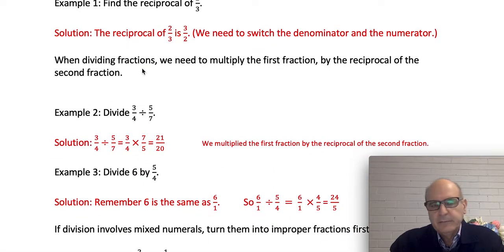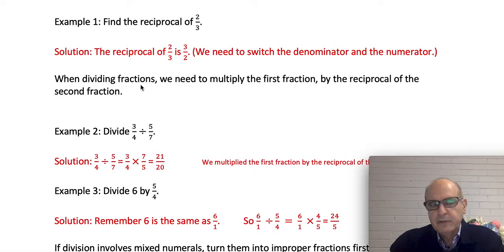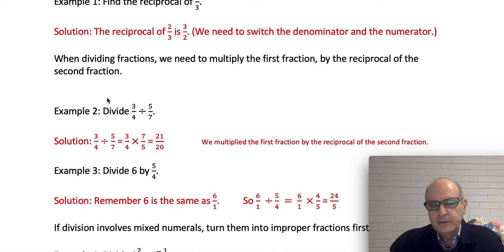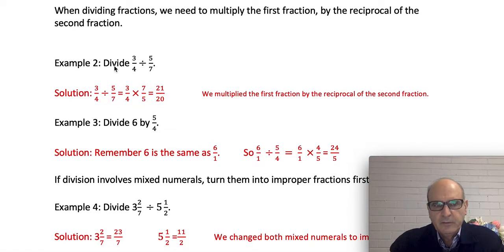So, based on what we discussed before, when dividing fractions, we need to multiply the first fraction by the reciprocal of the second fraction. For example, if they ask me to divide 3/4 by 5 over 7, I'm going to find the reciprocal of the second fraction by flipping it to get 7 over 5, and then multiply by 3/4. So 3/4 times 7 over 5. Now 3 times 7 is 21, 4 times 5 is 20. So 21 over 20.